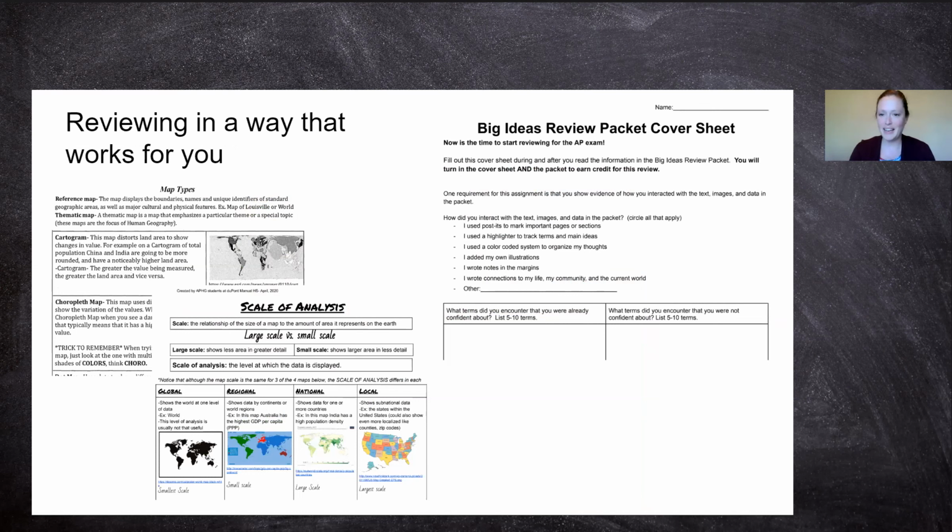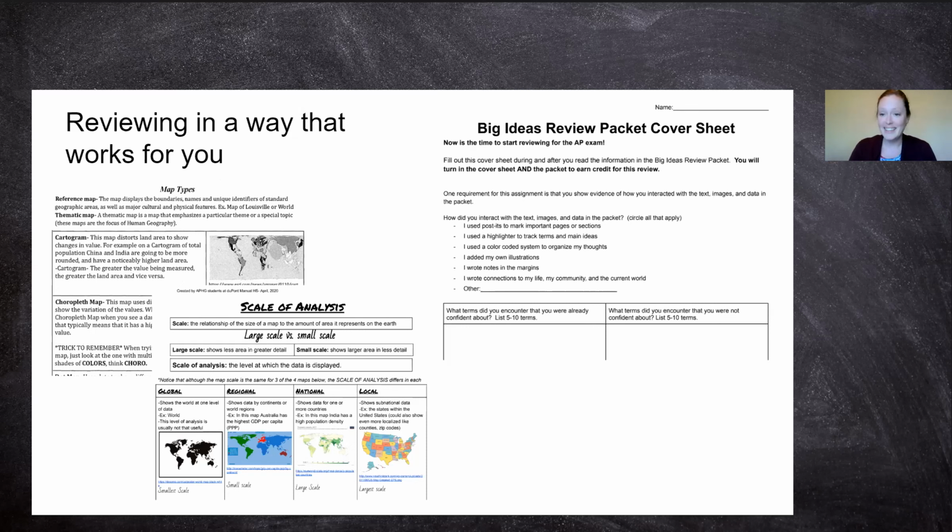Because I teach 9th grade, my students need some trial and error to figure out what study strategies work for them as a learner. And these are the strategies they'll continue using in challenging classes throughout high school. So one example of that is I use the big ideas packet that I got from the AP Facebook group. And then each student gets a packet and they're responsible for showing evidence of how they use the packet for review. But that can look different for every student.